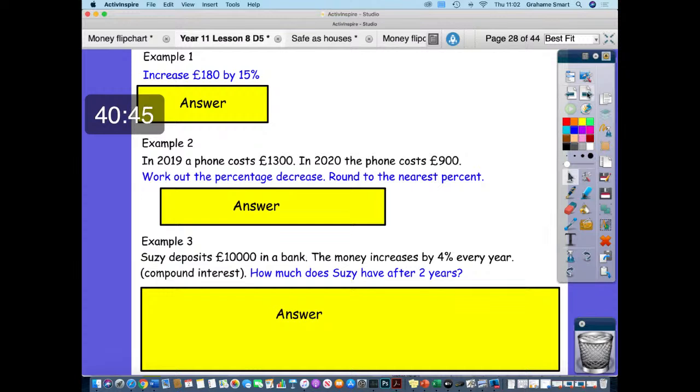And then example 3, which is something we might need to spend a bit more time on. Susie deposits £10,000 in a bank. The money increases by 4% every year, and I've put in brackets compound interest. How much does Susie have after 2 years? I'll let you have a think, and you'll need a bit of time on that one. I will go through example 1 after a minute or so, then example 2 a couple of minutes after that, and then example 3 at the end. All right, off you go, folks. Get warmed up.